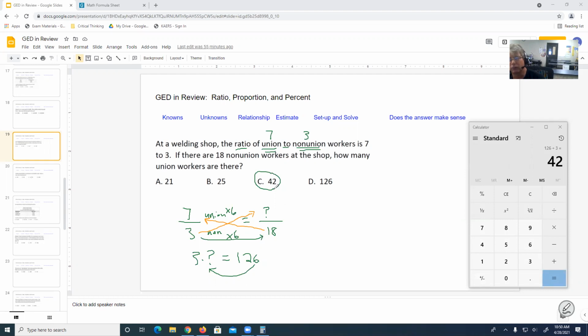So there are a couple of ways of seeing that. They increased the non-union by a factor of 6, so the union would have to also be increased by a factor of 6. So I multiply by 6. That would give me the 42 as well. So the estimate really wasn't very helpful. We have to kind of just recognize the different setups. And setting them up as fractions or ratios, if you will, really helps us see the math come together. So ratio is an important word in this problem.